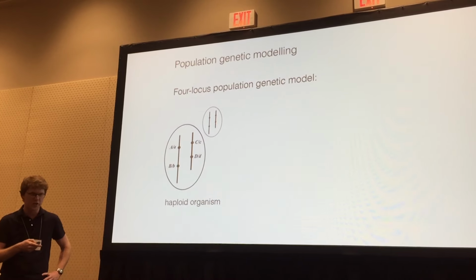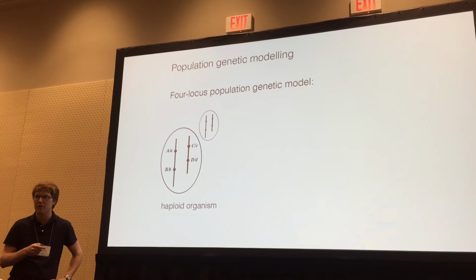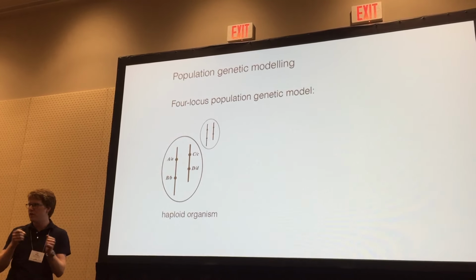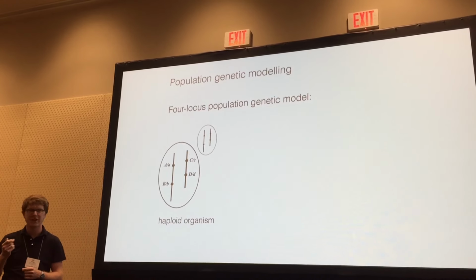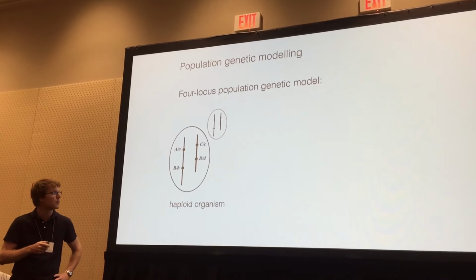Okay, so we wanted to test this logic in a formal population genetic model, and we constructed, I think, the simplest possible model for that purpose. So the organism is haploid. We're interested in covariation across chromosomes, so we need at least 2 chromosomes. We're interested in recombination along the chromosomes, so we need at least 2 loci on each chromosome, and we'll take that to be 2 alleles at each locus.